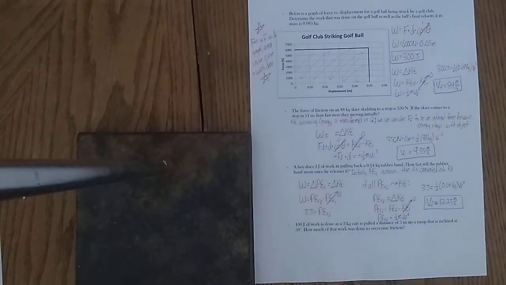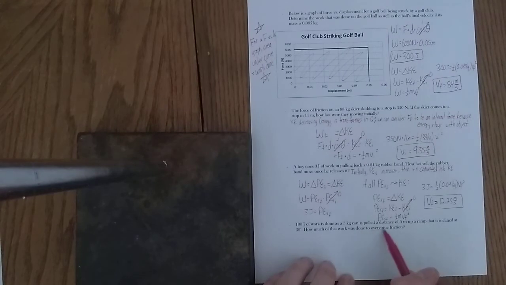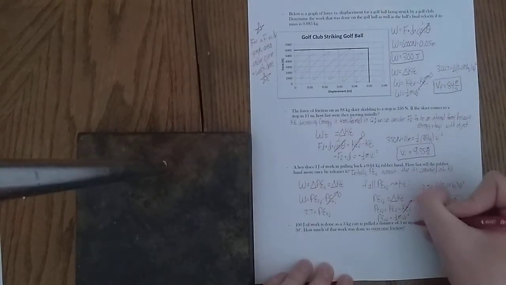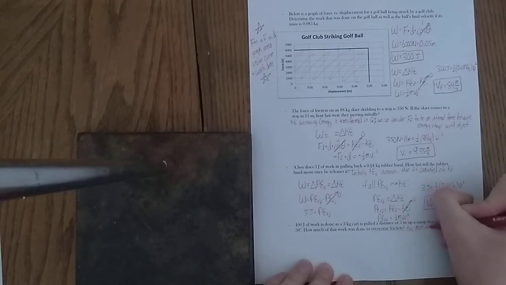My last question. 100 joules of work is done as a 3-kilogram cart is pulled a distance of 5 meters up a ramp that is inclined at 30 degrees. How much of that work was done to overcome friction? Whenever you see this phrase, overcome friction, what it really means is how much internal energy was generated.